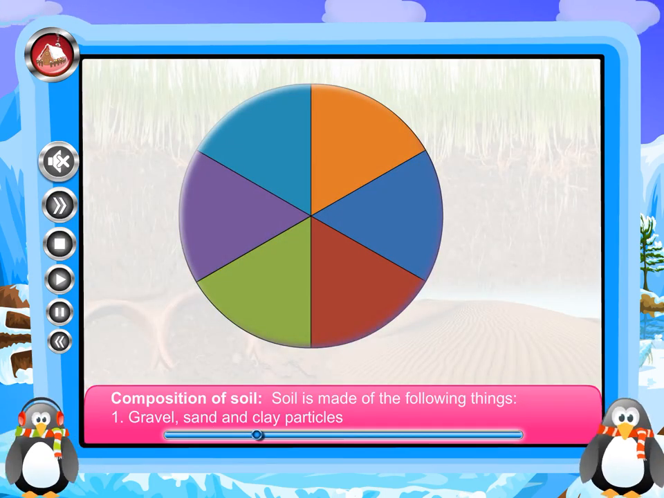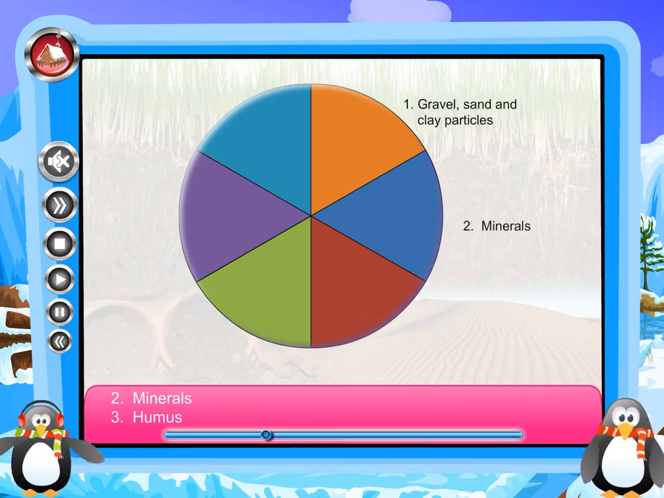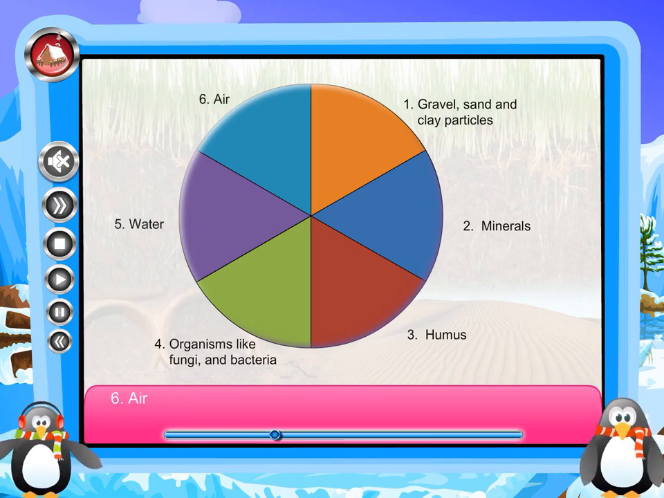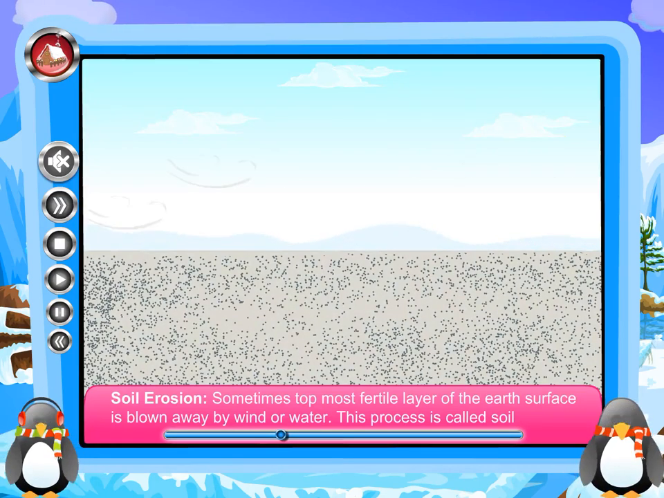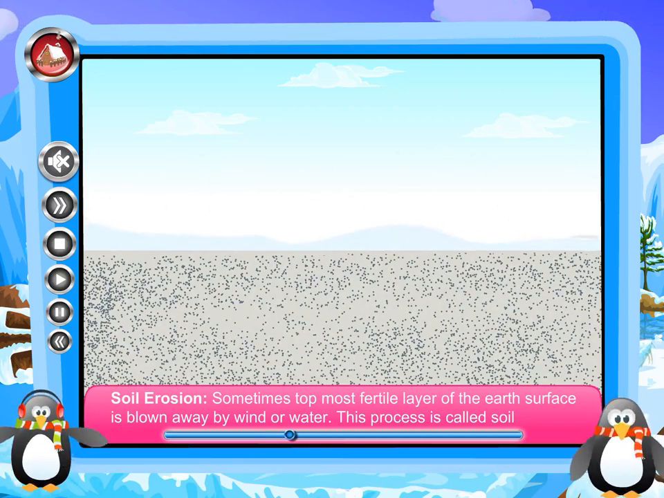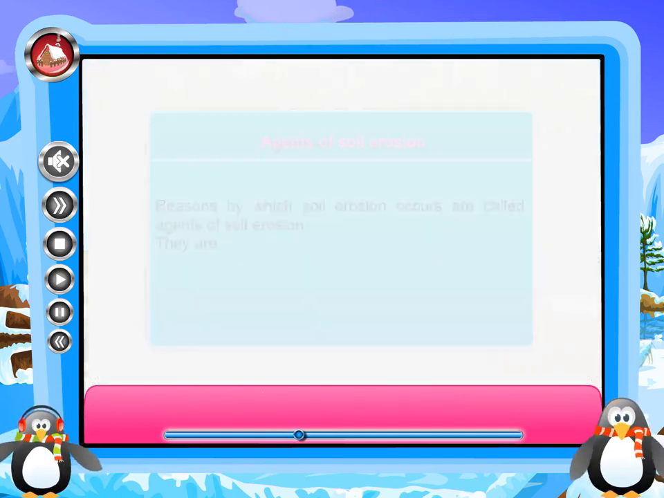Composition of soil. Soil is made of the following things: gravel, sand and clay particles, minerals, humus, organisms like fungi and bacteria, water, air. Soil erosion. Sometimes topmost fertile layer of the earth's surface is blown away by wind or water. This process is called soil erosion. It makes the land unfit for growing plants.